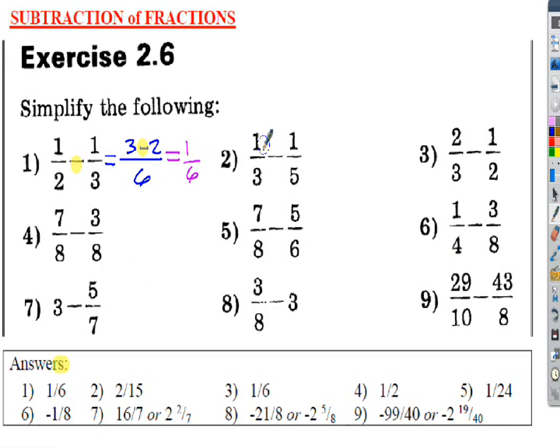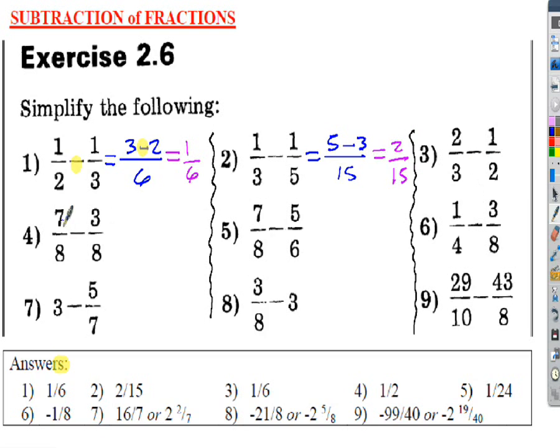In question 2, we've got a third, take away the fifth. So the lowest common denominator for 3 and 5 is 15. How many times does 3 divide into 15? It goes 5 times, so 5 times 1 is 5 on the top line, and we're subtracting from that. How many times does 5 divide into 15? That goes 3 times, so 1 times 3 is 3. So 5 subtract 3, that becomes 2 upon 15.